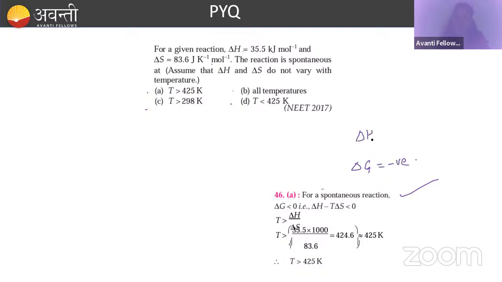And for that, delta S minus T delta S should be less than 0. If this should be less than 0, then what can we say? That T should be greater than delta H by delta S. Okay, so T should be greater than delta H by delta S.